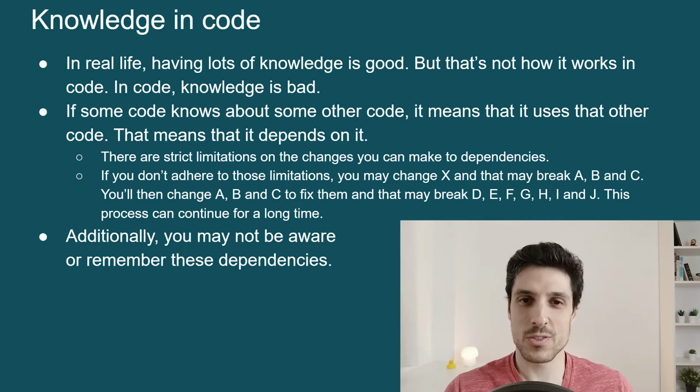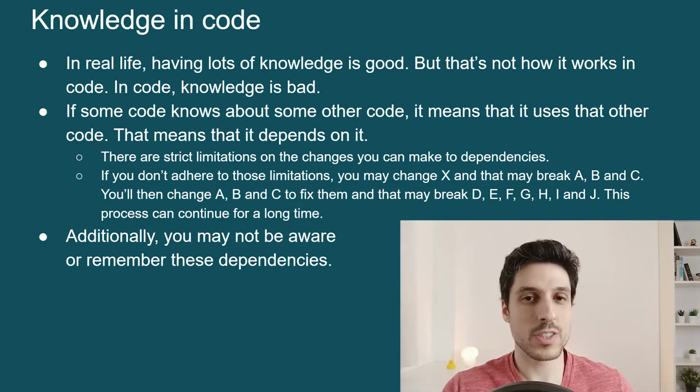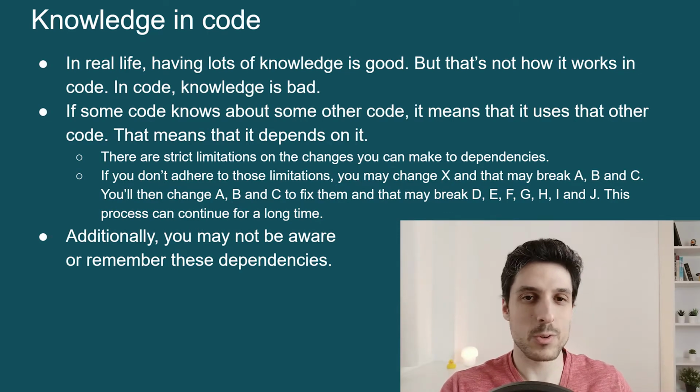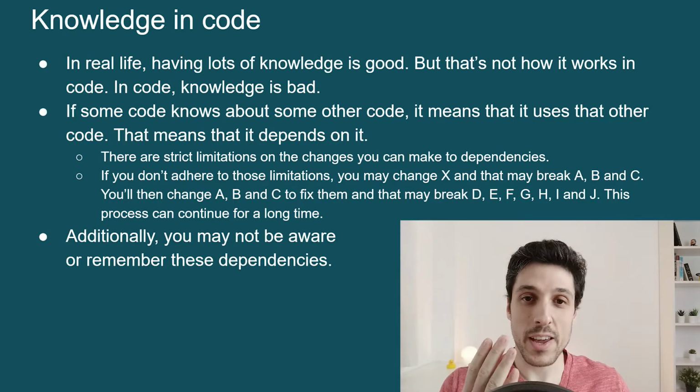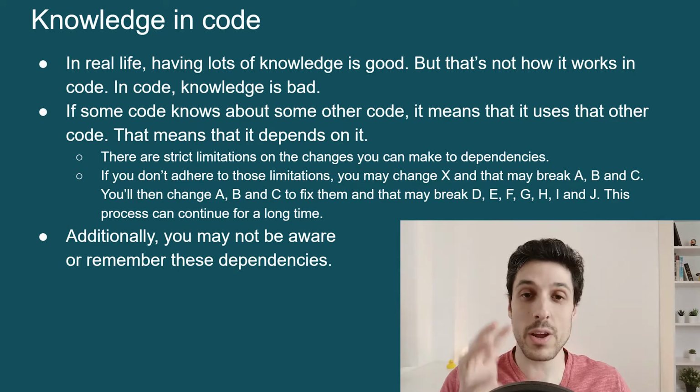So, what is knowledge in code? Basically, any time that some code uses some other code, it means that it knows about it. And if it knows about it, it means that it is a dependency. What that means is that now you cannot change that dependency, because if you change how it works, then the thing that's using it is going to break, right? So if you have a function A that uses function B and everything works correctly, but then you change how function B works, you're going to break A.